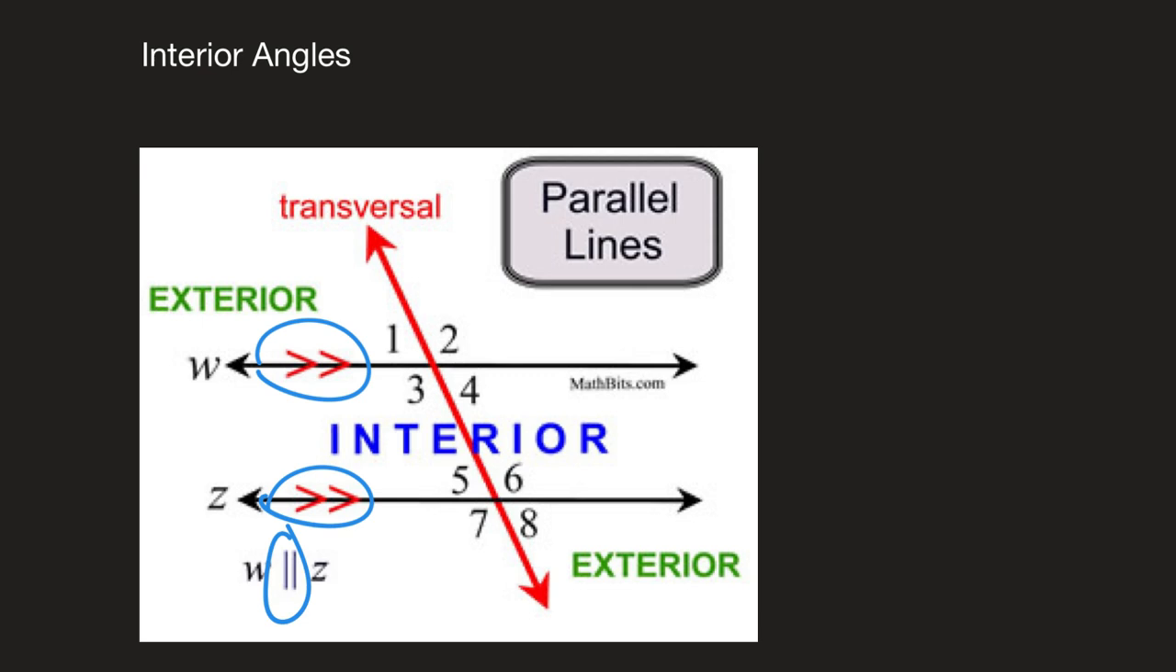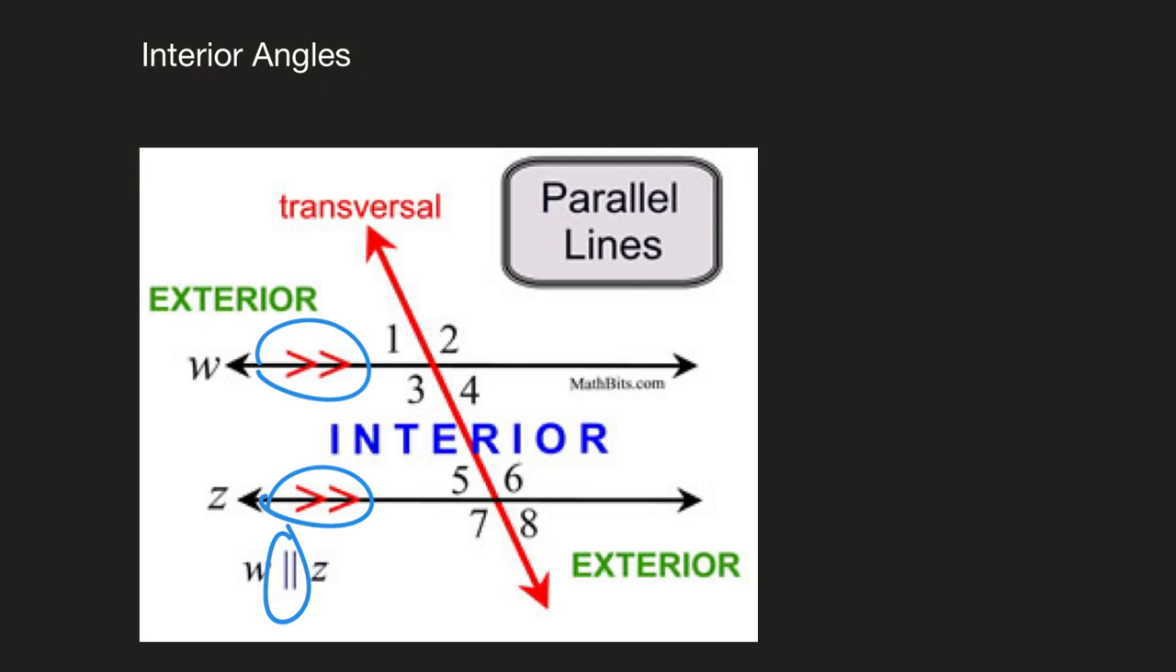There's going to be some talk about interior and exterior. Exterior, of course, are going to be the angles that are on the outsides of those parallel lines, so to speak. So angles like 1, 2, 7, and 8. Those angles would be considered on the exterior of this figure. Interior, of course, is going to be what's on the inside of those parallel lines. Angles 3, 4, 5, and 6.